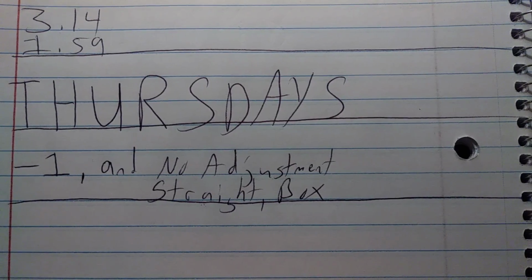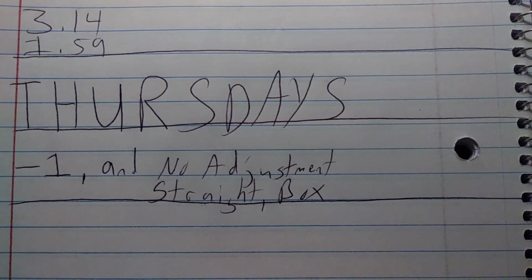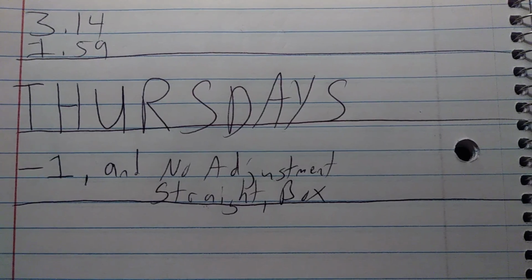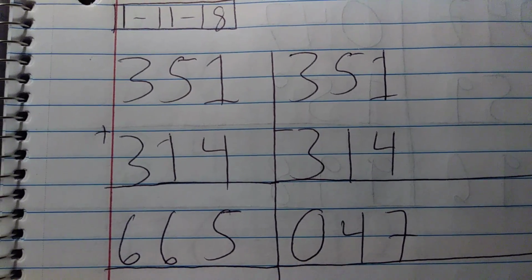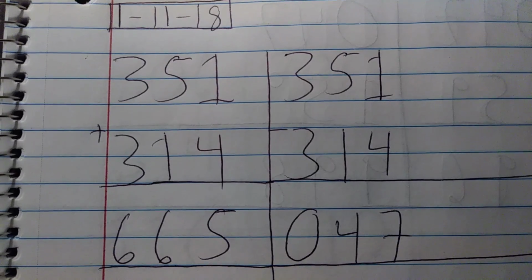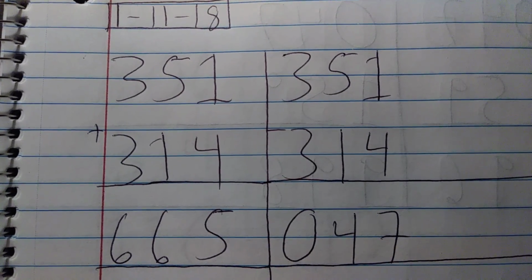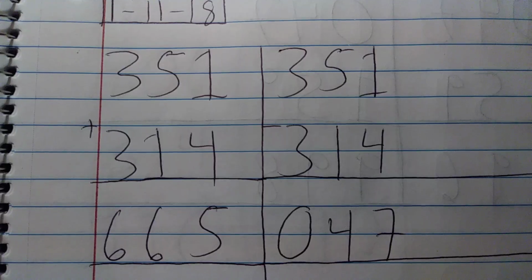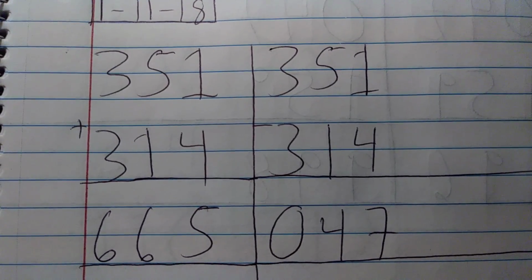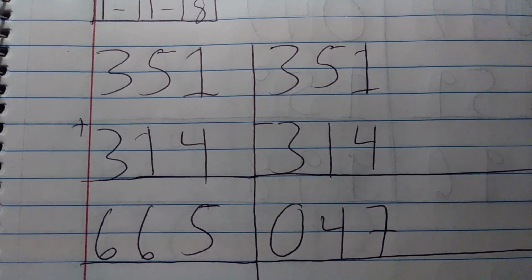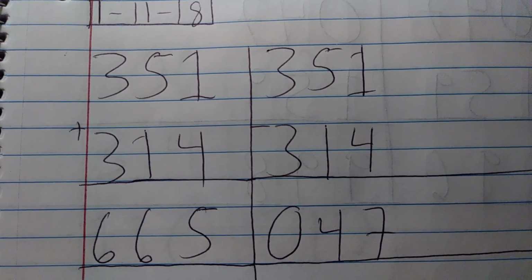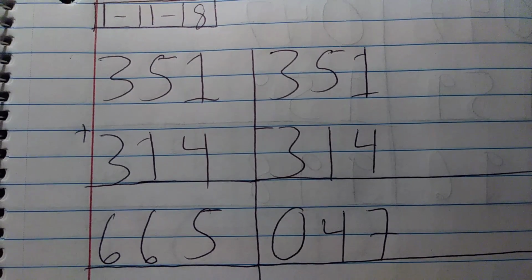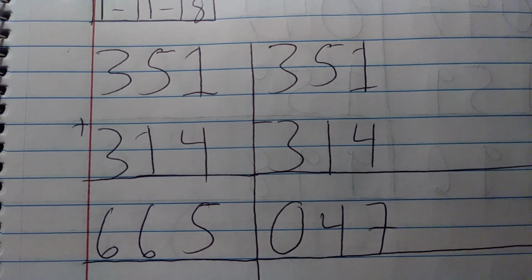Also, the first half of this video will be a step-by-step guide on how I go about doing that process. So on January 11th, you had 351 hit. You're going to add 314, so 3 plus 3 is 6, 5 plus 1 is 6, and then 1 plus 4 is 5. You're going to subtract off 314, so 3 minus 3 is 0, 5 minus 1 is 4, and then 11 minus 4 is 7. 665 and 047 did not hit in the next 7 days.